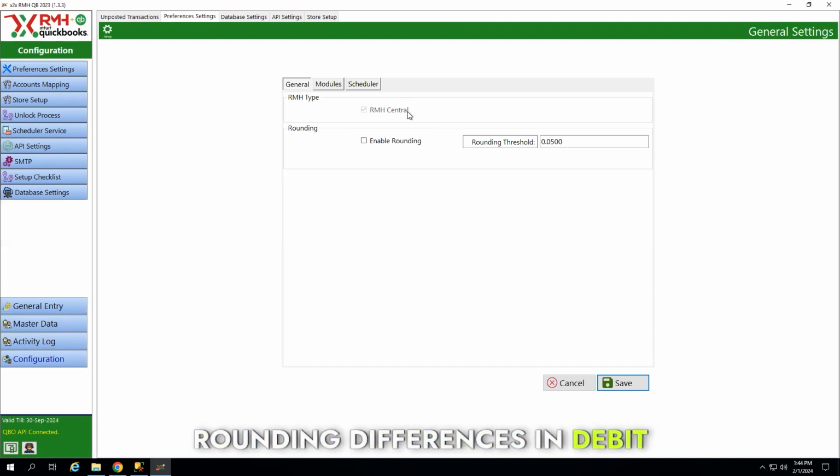Rounding differences in debit and credit batch totals are common, especially when transactions are rounded, such as in Canada where cash transactions are rounded to the nearest 5 cents. These differences also occur with multi-currency transactions.